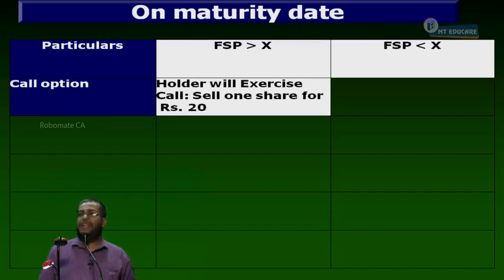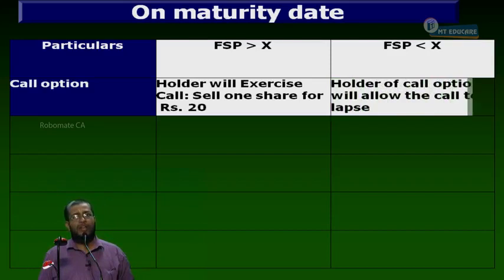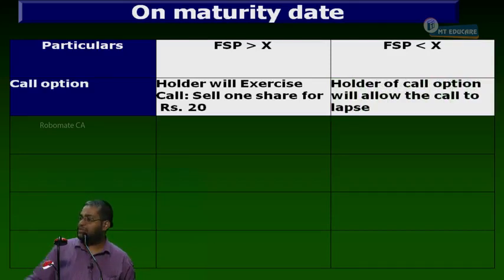Now, FSP less than X, what happens here? Holder of call option will allow the call to lapse.